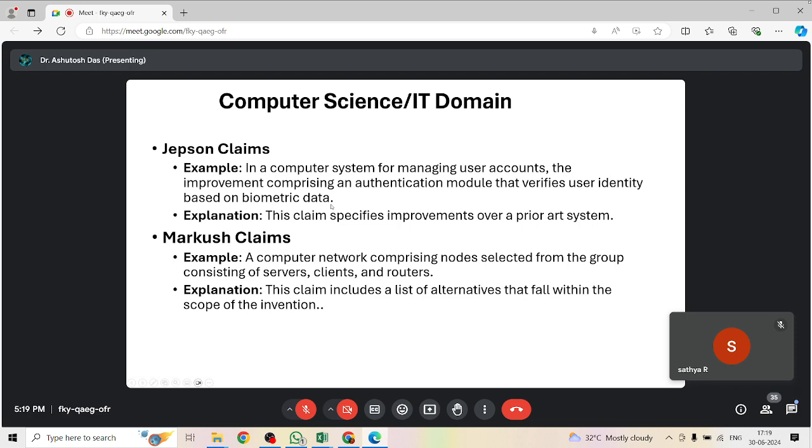Then it becomes a claim. An authentication module verifies user identity based on the biometric data. This claims a specific improvement over the prior art, because here the improvement comprises this added authentication module. A computer network comprising nodes selected from the group consisting of servers, clients, and routers. So you can select different nodes for that. Alternatives.